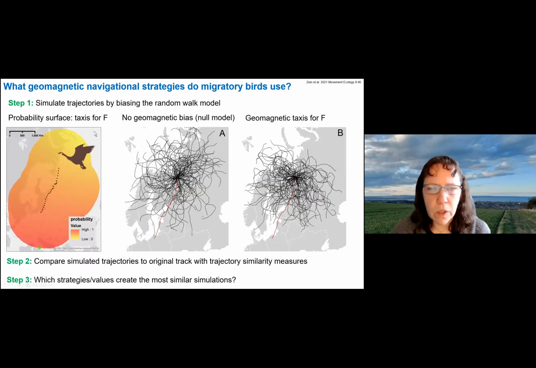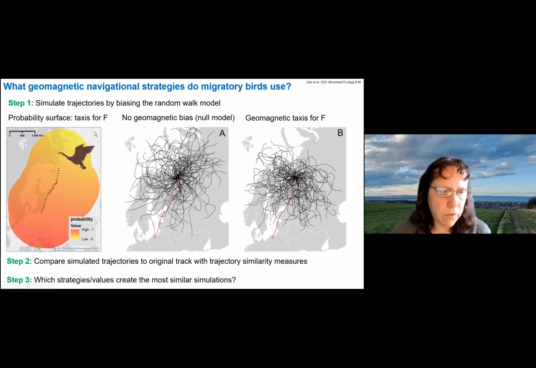So if you look at the central panel, I have this real trajectory. This is one goose going from Siberia down to Germany. And if there is no bias from the magnetic field, my simulations can just go wherever they want, right? So these simulations are based on the movement of the bird, but not biased with anything. But what we did then was, for each strategy, so compass navigation, map navigation, and each value, intensity, inclination, and so on, we created a probability surface with which we bias these walks.